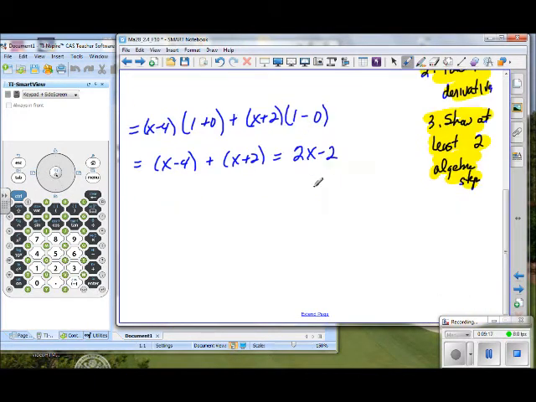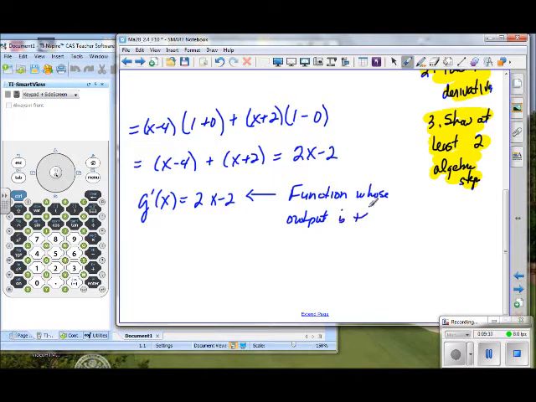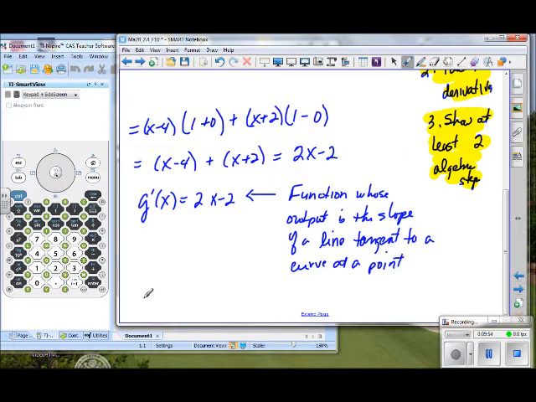Now just to remind you, this is our derivative, 2x minus 2, and this is a function whose output is the slope of a line tangent to a curve at a point. Okay, so this yields us the way of finding those.